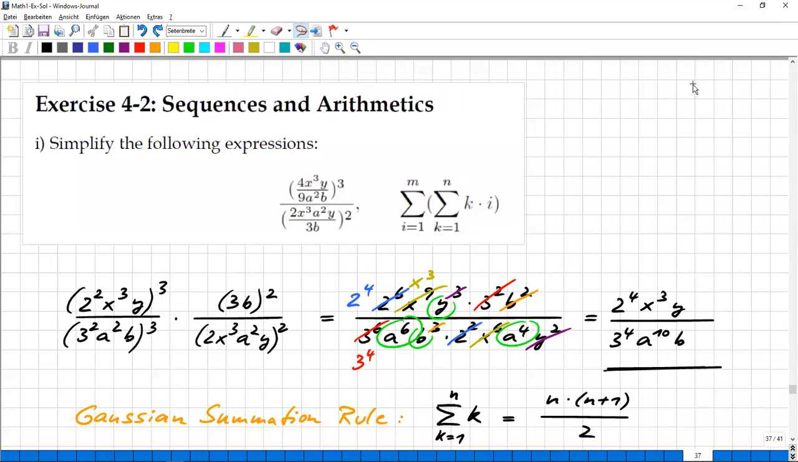So now look at these expressions. Of course, these are not sequences, no? So the headline is sequences and arithmetics. So this is, like I said, sort of a warm-up calculation about fractions.